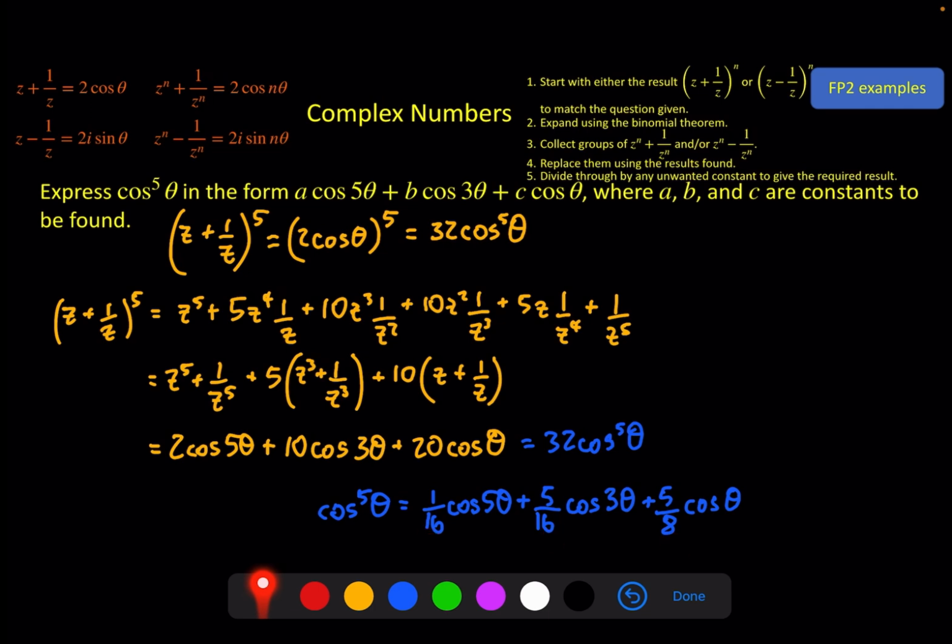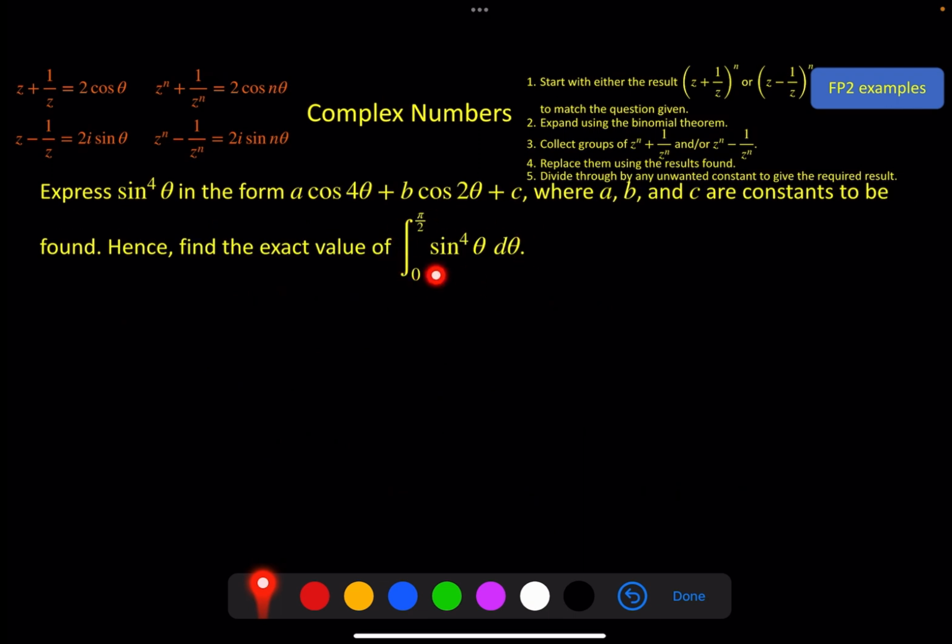This method takes a little bit more work to get the method, but once you've got the method with the results here, you can see that the process of actually answering a question is not quite as long as the previous one, because this will end up grouping very nicely and being replaced with the result that you've got. So I'll do one final example of this, and it will lead into one of the reasons why this is so useful, and that is integration.